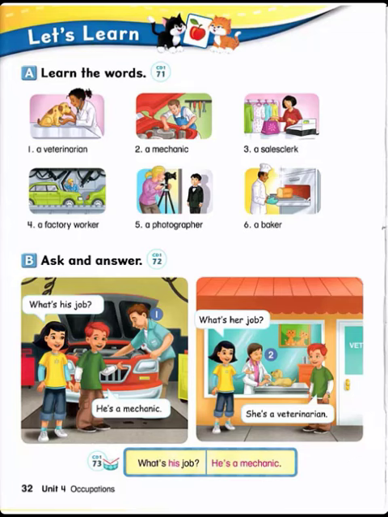Page 32. B. Ask and answer. What's his job? He's a mechanic. What's her job? She's a veterinarian. Number 1. What's his job? He's a mechanic. Number 2. What's her job? She's a veterinarian.